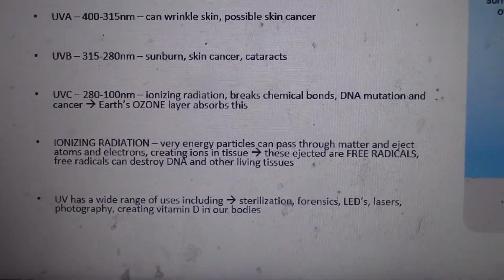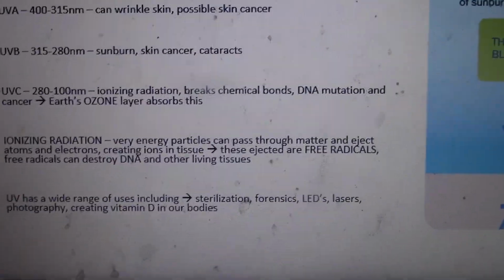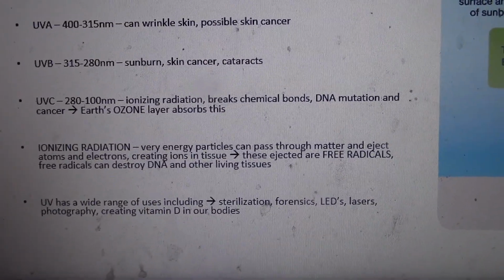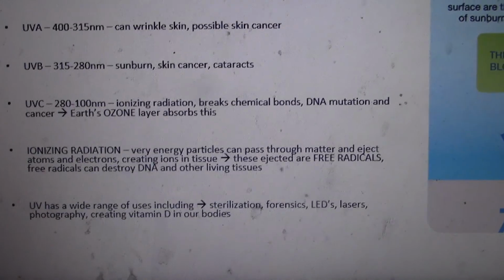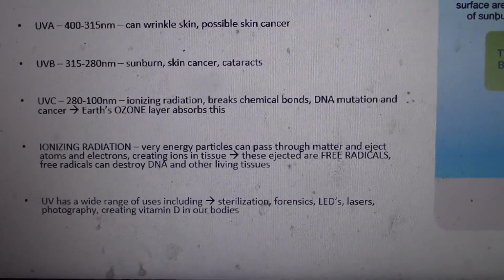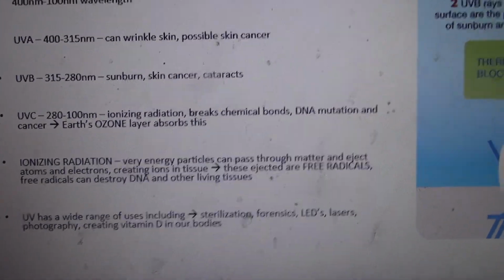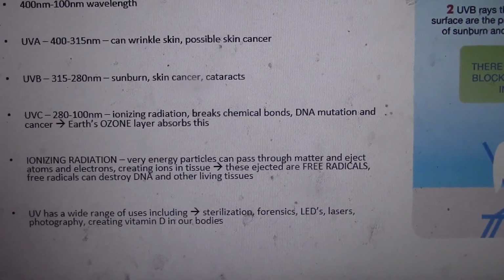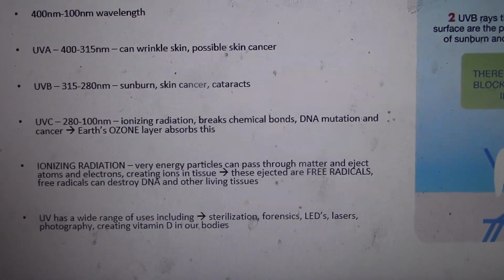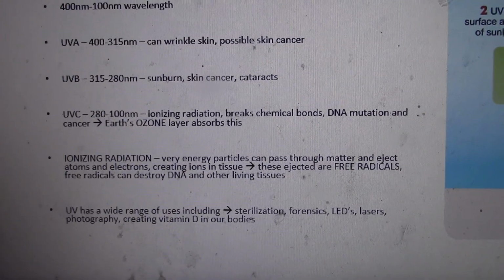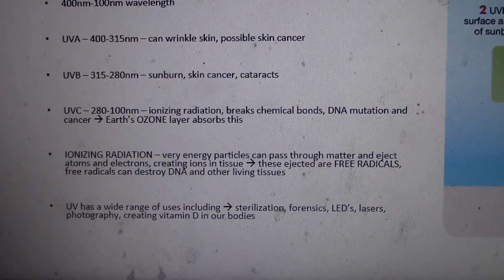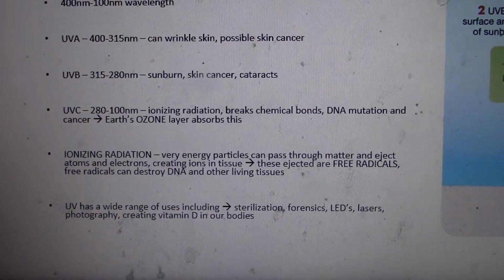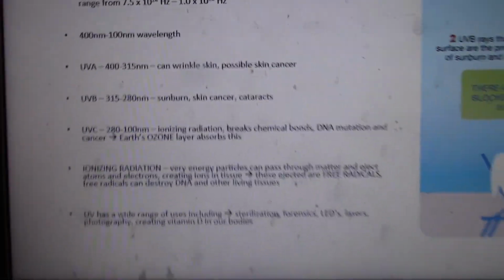Okay, UV also has quite a few uses because it destroys matter. It can sterilize things like bacteria. We use it in forensics to locate bodily fluids. UV is what's used in light-emitting diodes or LED lights. UV is the main type of energy in lasers. UV is what we use in photography. And UV is really essential for creating vitamin D. So we need it, but we don't want too much of it.